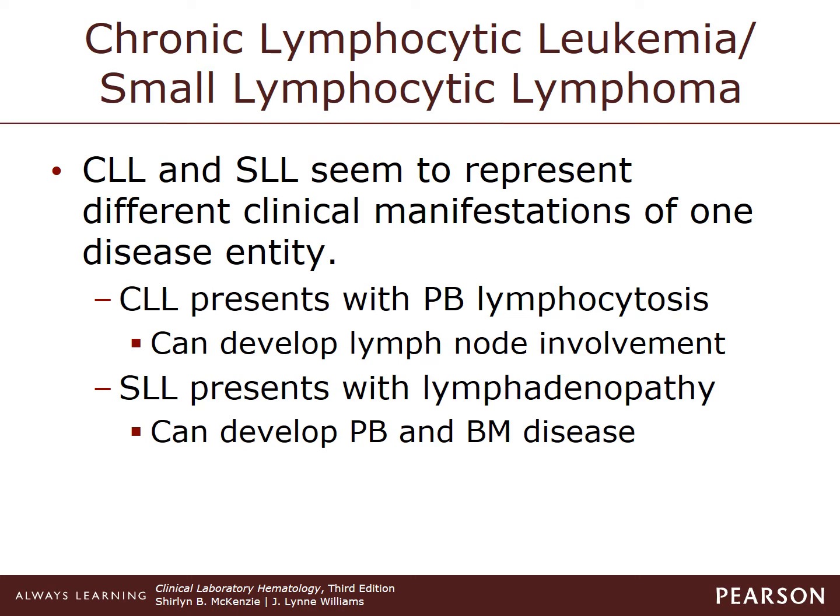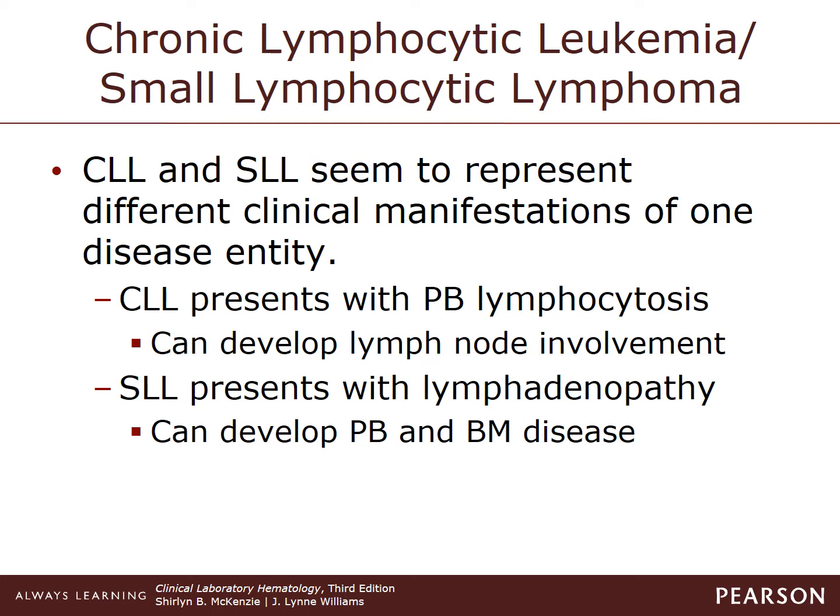Chronic lymphocytic leukemia or small lymphocytic lymphoma is a mature B-cell neoplasm that is of low grade, and it is characterized by peripheral blood lymphocytosis, but can also develop lymph node involvement. Patients can present with enlarged lymph nodes, but often progress into the blood and bone marrow type of condition. They can be asymptomatic, but when they have symptoms, patients present with anemia, thrombocytopenia, and neutropenia.